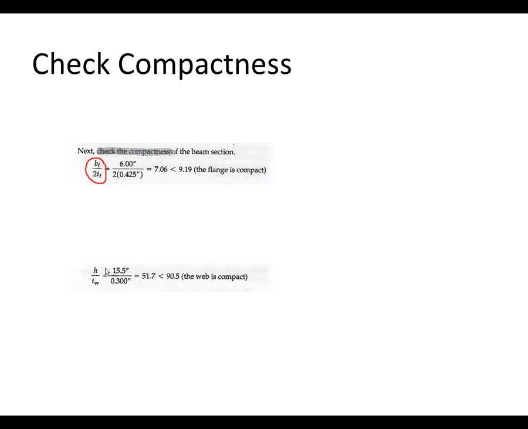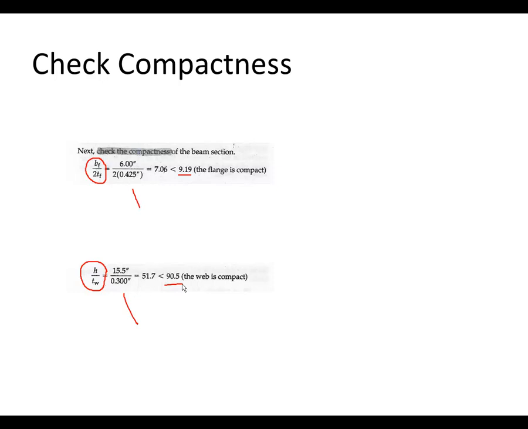And then we also need to check the web compactness, and that's simply the height of the web to the thickness of the web. These are the values that were pulled out of that table A11, simply the dimensions of the beam. We plug them in there, and then we make sure that they are less than the allowable values for A50 still, the 50 KSI still. And so you do the math right there.